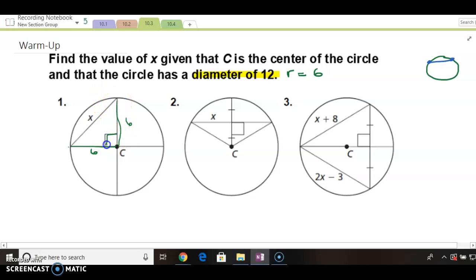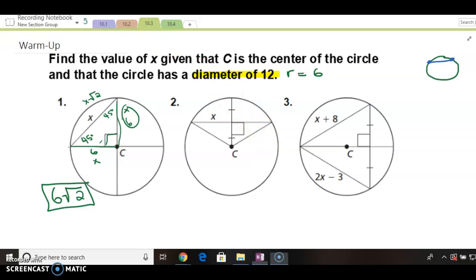Okay, and if this is a 90-degree angle, that means this has to be a 45, 45, 90, because if they have 2 congruent sides, they're going to have 2 congruent angles. And therefore, a 45, 45, 90 triangle has sides x, x, and x square root of 2. So the hypotenuse is just 6 square root of 2. I want you to go ahead and try to figure out 2 and 3 on your own, and then we'll go over it.